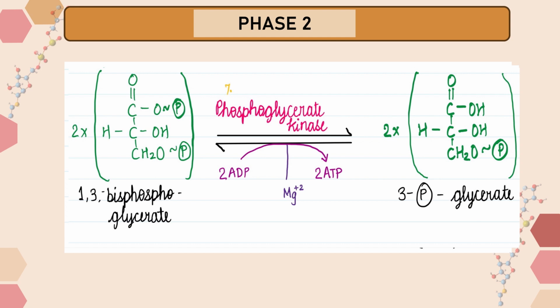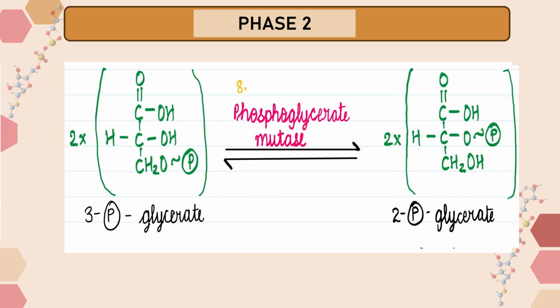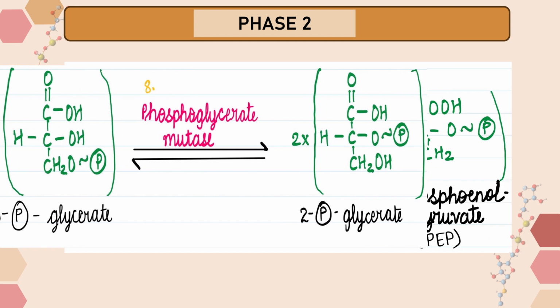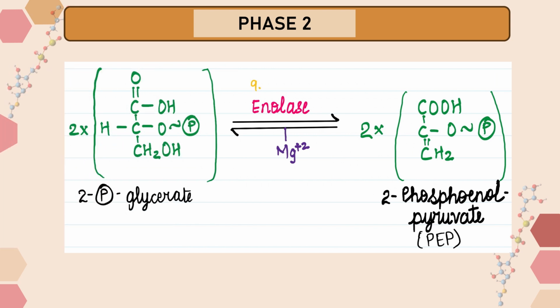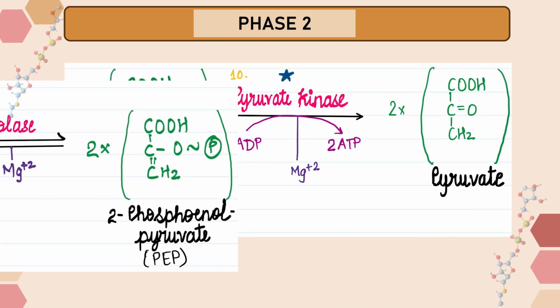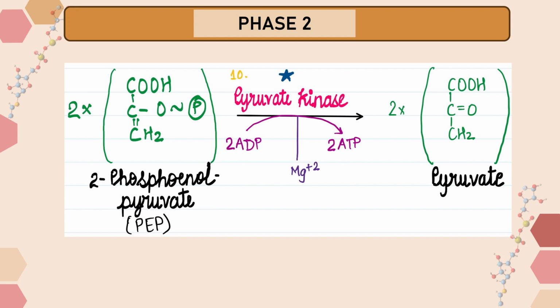The 2 molecules of 3-phosphoglycerate are rearranged to 2 molecules of 2-phosphoglycerate. This step is catalyzed by the enzyme phosphoglycerate mutase. The enzyme enolase enters and removes water from both the molecules of 2-phosphoglycerate, which results in the formation of 2 molecules of phosphoenolpyruvate, PEP, that is a high energy intermediate, before the final step.